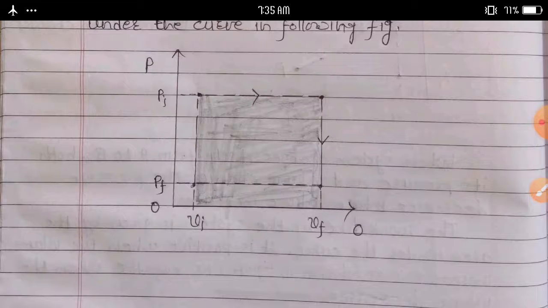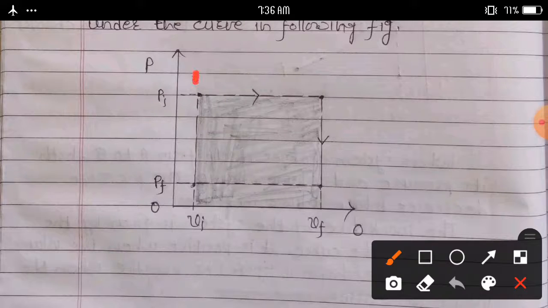We consider another condition. Consider the system changes its state from A to B, as shown in this figure. In this case the volume increases to V_f from the point A up to point C at a constant pressure P_i.